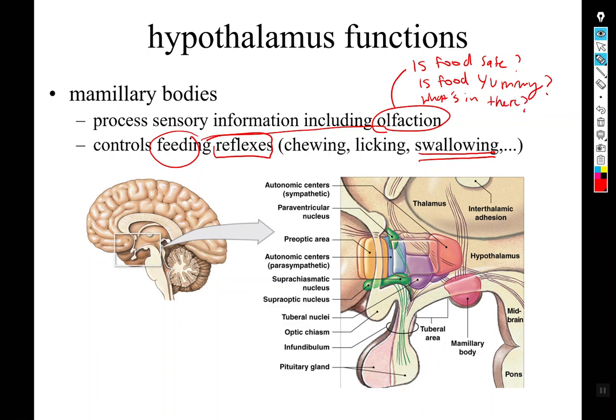So you can assess what kind of macromolecules might be in food by smelling it. If it smells sweet, there's probably lots of carbohydrates in there. If it smells savory, that's probably a lot of amino acids. So the link between olfaction and feeding is really robust observably, and one of the reasons for that is the mammillary body.